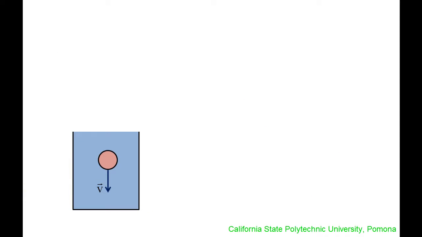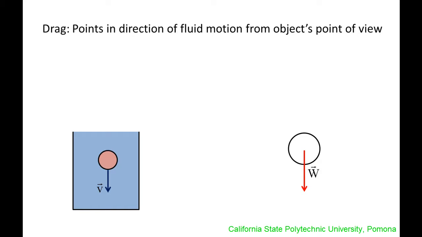In the third and final scenario, a ball sinks in a container of water. We isolate the ball and draw its free body diagram. The weight acts downward. The next force is drag, which is a form of friction that occurs when an object is moving at a different speed than the fluid in which it is immersed. The drag points in the direction of fluid motion as seen from the object's point of view. In this case, the ball is sinking in a stationary fluid. Since the fluid appears to move upward from the ball's point of view, drag points upward.